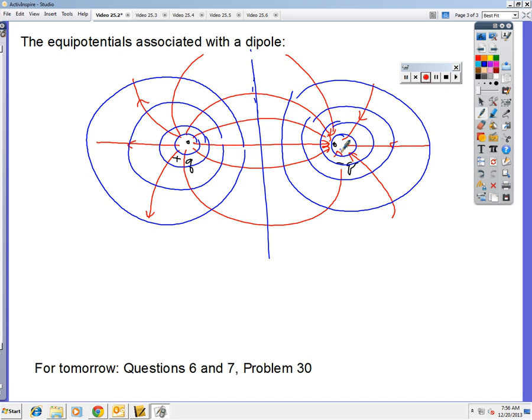For tomorrow, I'm going to be looking at questions 6 and 7, and also problem 30. All of them deal with equipotentials and calculating field from the potential.